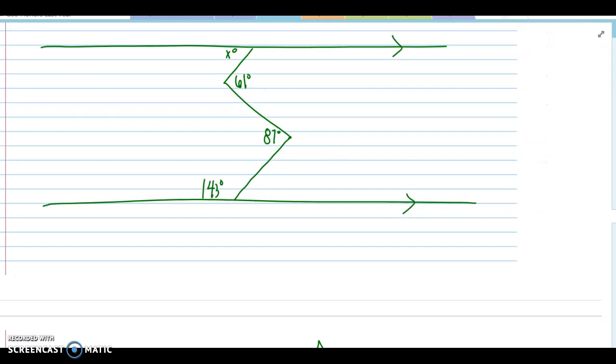Another review from earlier, we have one of these crook problems. We have two parallel lines, segment, segment, segment, and we're trying to find the value of x. Key here is to draw in some auxiliary lines, some parallel lines, and then we can work our way from the bottom to the top.